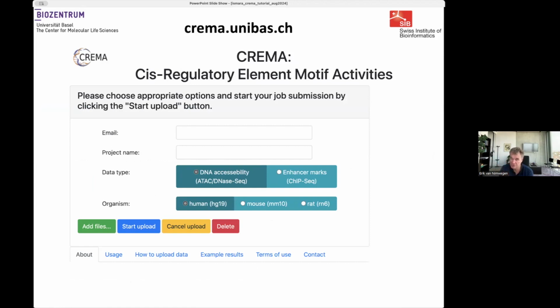And now I'm going to show you results of CREMA on an example data set and take you step by step through the results. I would again invite you to also click on these example results yourself, so that you can look at what these results look like on the website, because I'm going to show you screenshots of what the results look like. So the CREMA webpage is crema.unibas.ch. It's very similar to the ISMARA webpage. It basically allows you to upload data. And if you go to the bottom here, you again have a tab with example results.